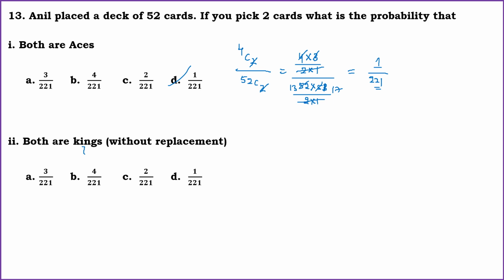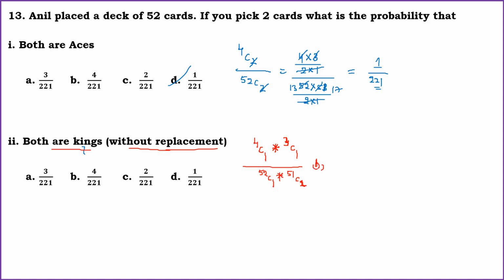Next one. Both are kings without replacement. First card, I have to draw. There are 4 kings, so 4C1, from the deck of 52 cards. That is a king, and I am not replacing it. Both means the must condition, that is, into. Again, there are 3 kings, since I have taken one king before. So 3C1 by, next time, there are only 51 cards, since I am not replacing it. So 51C1.